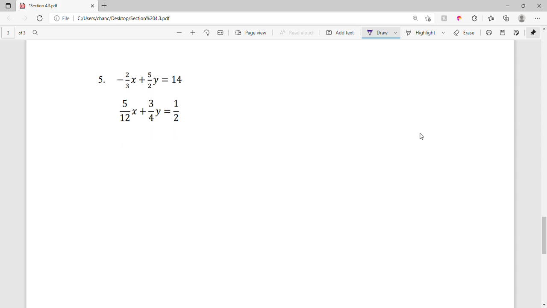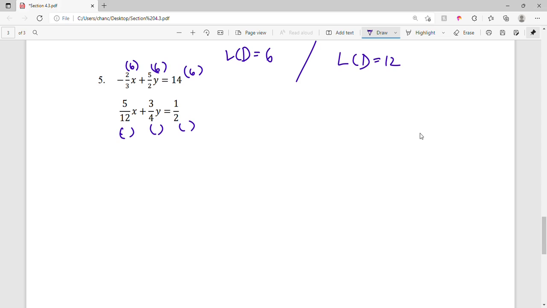Example 5. This one involves fractions. To deal with the fractions, use the LCD. For the first one, the LCD is 6, and for the second equation, the LCD is 12. So I will multiply by 6 to every single one of these terms for the first equation. And for the bottom equation, we're going to multiply every single one of these by 12. You can try these on your own and make sure you simplify it to the same equations that I have.